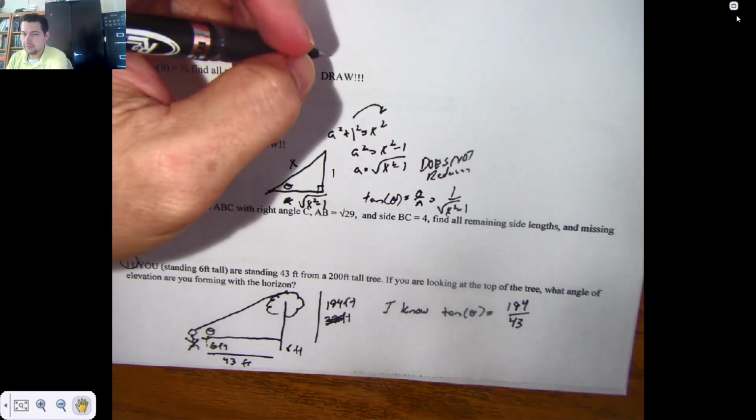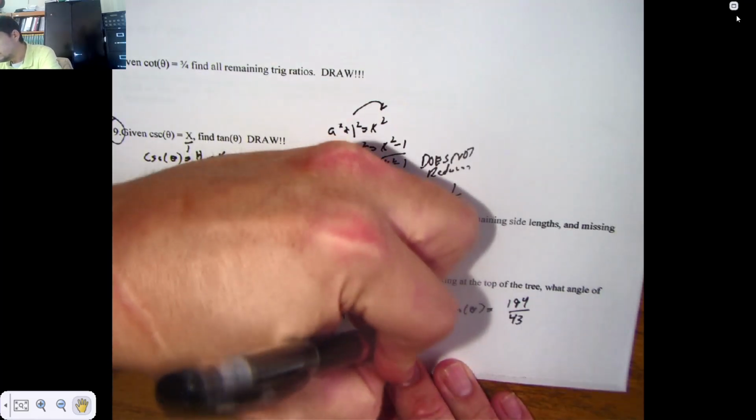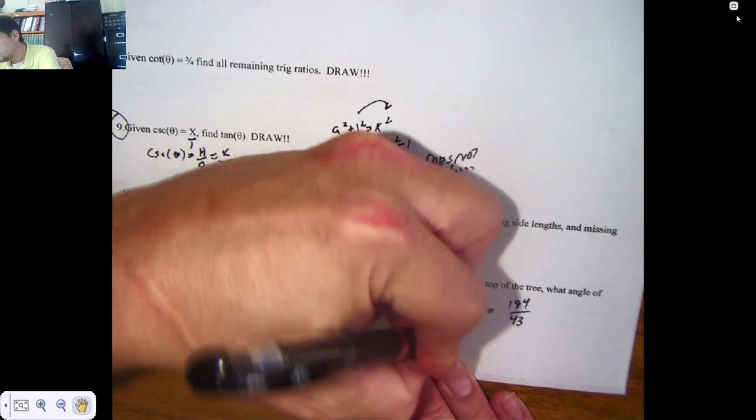Since I know the tangent of theta is this, what I can do is take the arctangent of both sides.